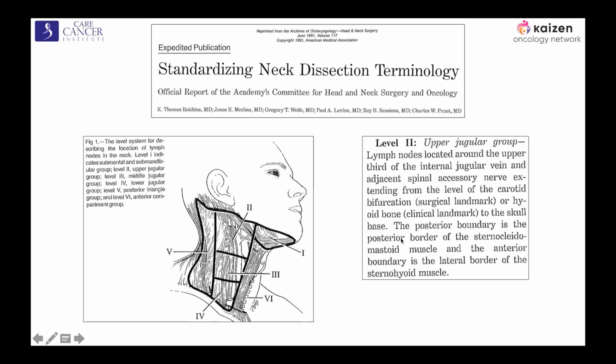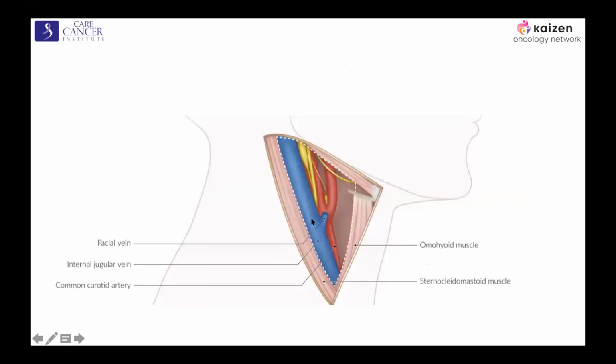The posterior boundary is again the posterior border of sternocleidomastoid, and the anterior boundary is the lateral border of the sternohyoid muscle. So basically, this is how it is. So all the way from the base of the skull till the bifurcation of the common carotid artery, posteriorly limited by the posterior border of the sternocleidomastoid, is your level 2.